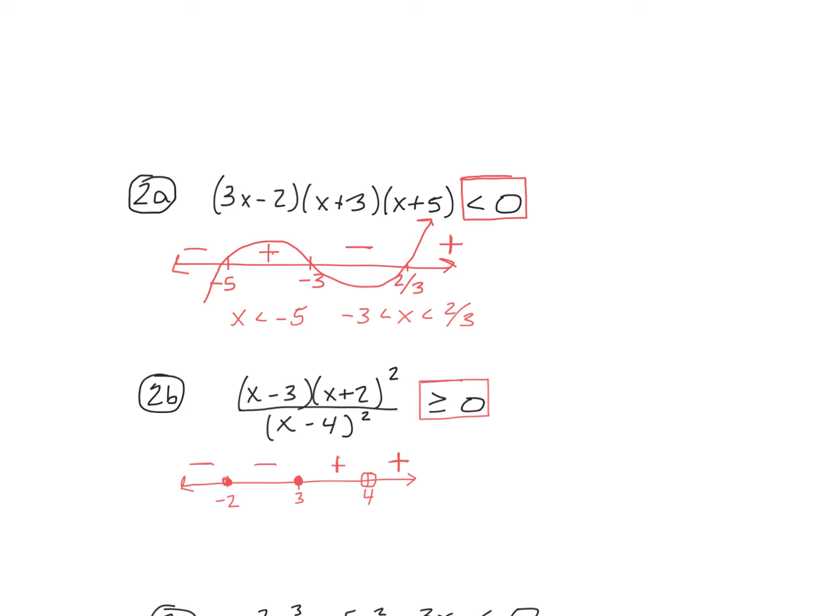Okay, now listing the solution. When is it greater than or equal to 0? Meaning positive or equal to 0. Well, it is definitely equal to 0 when x is -2. We have to include that. And then it's positive when x is greater than or equal to 3. But with that open dot at 4, x cannot be 4.